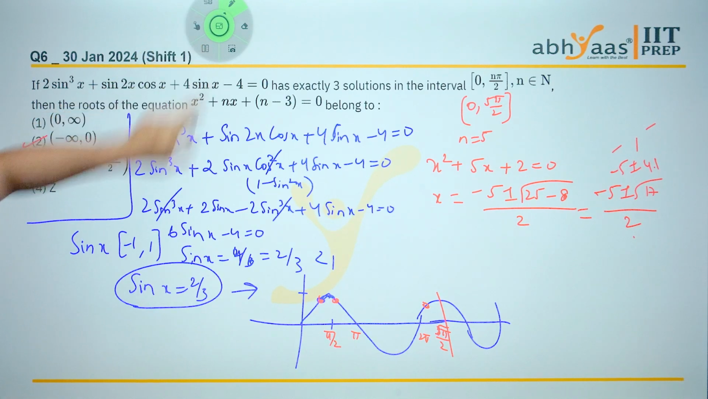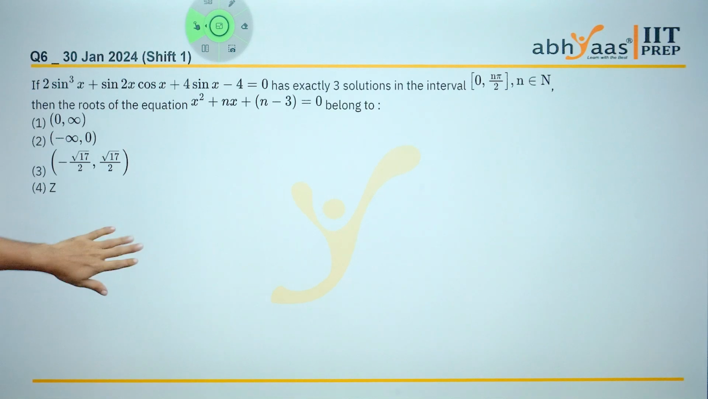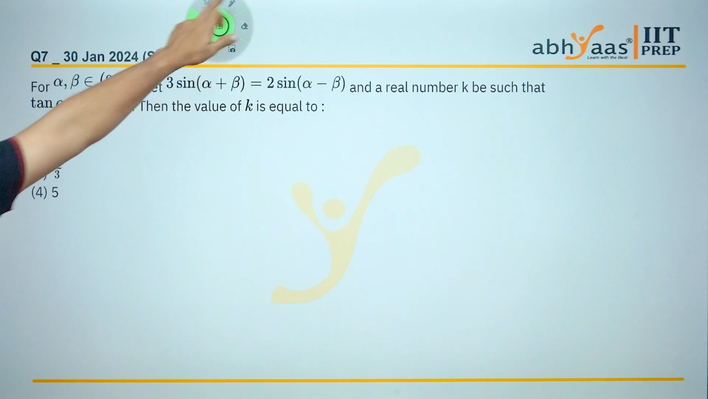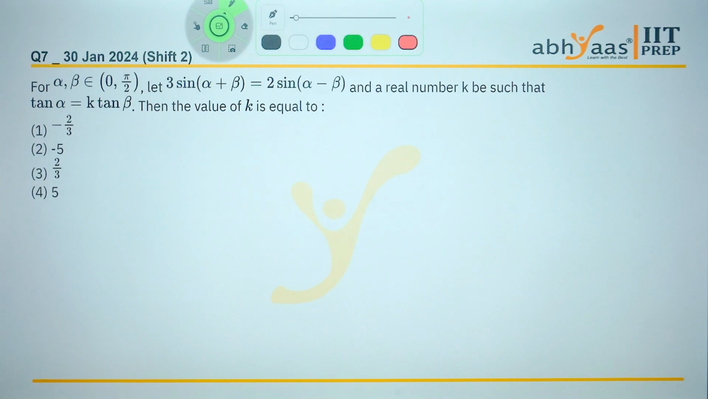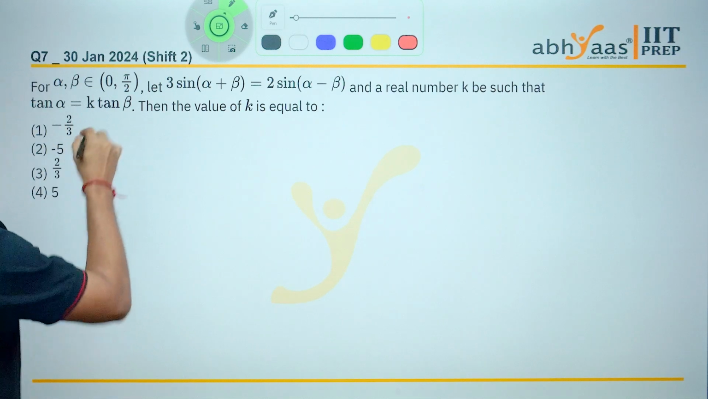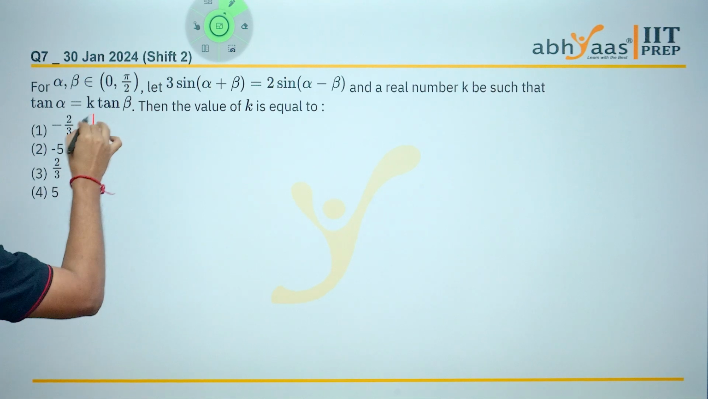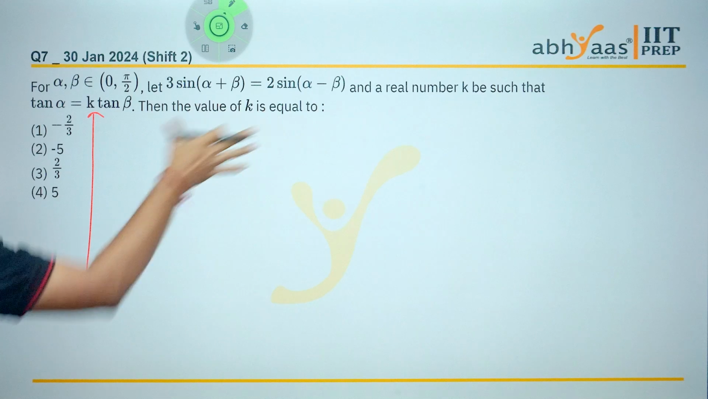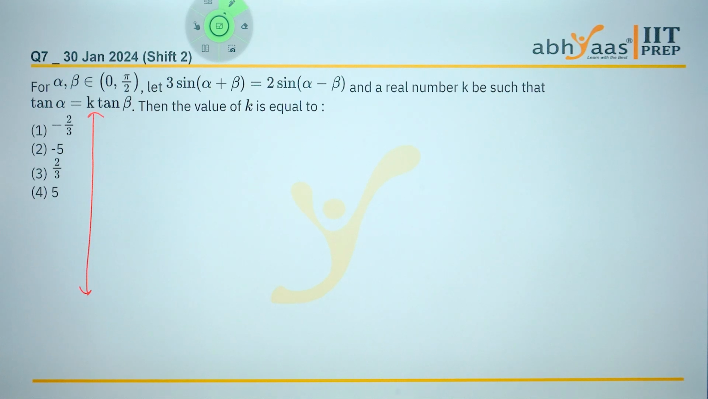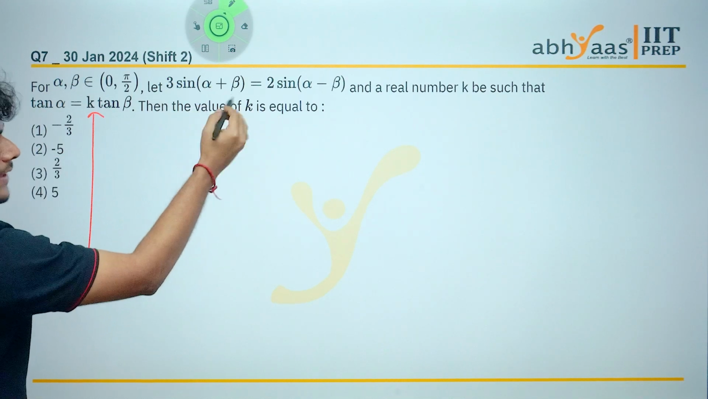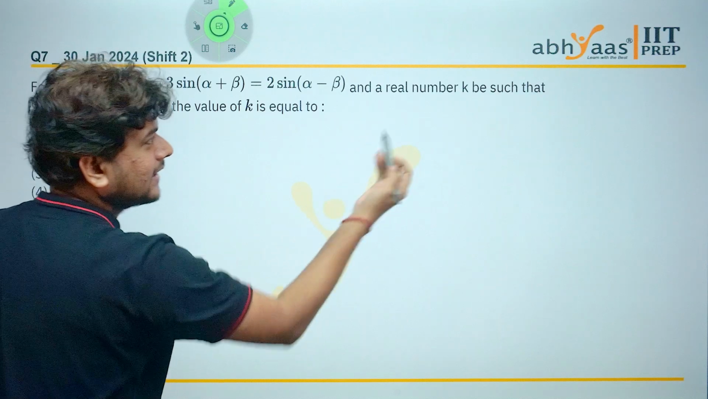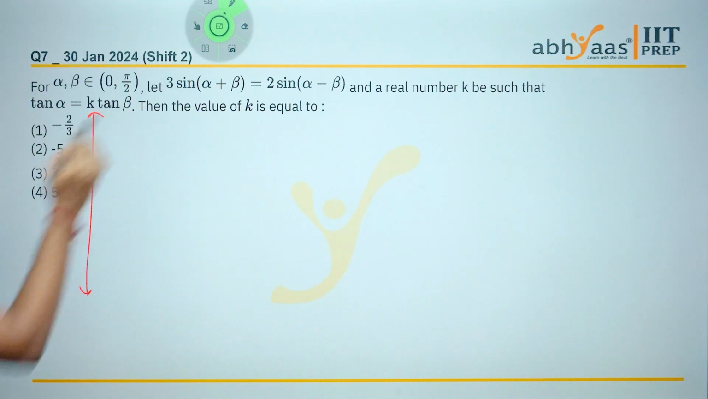Let's go to the next question. This is also a simple question. We have to solve the equation, we will get the answer, that's it. But sine alpha plus beta is given, sine alpha minus beta is given. We have to find tan alpha and tan beta.